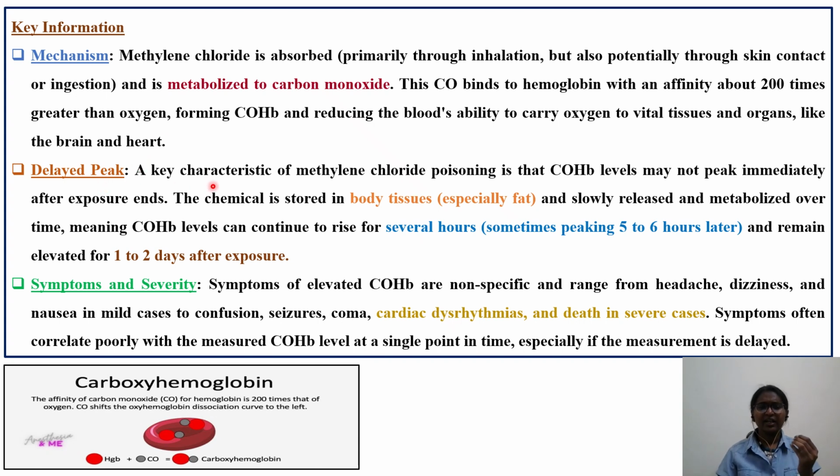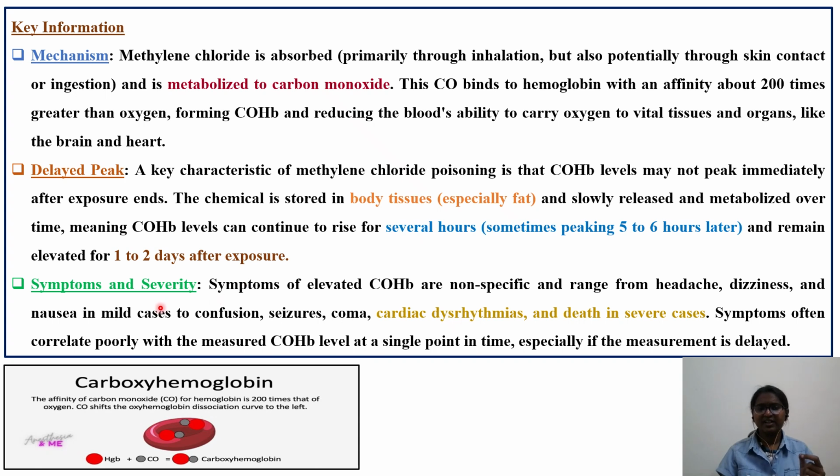Coming to delayed peak, the key characteristic of methylene chloride poisoning is that carboxyhemoglobin levels may not peak immediately. Even after a couple of hours, it will still show adverse effects, also after 1 or 2 days. That we'll see. The chemical is stored in the body tissues, especially in the fat. It goes and stores itself in adipose tissue, and is slowly released and metabolized over time, meaning carboxyhemoglobin levels can continue to rise for several hours, sometimes peaking 5 to 6 hours later and remaining elevated 1 to 2 days after exposure.